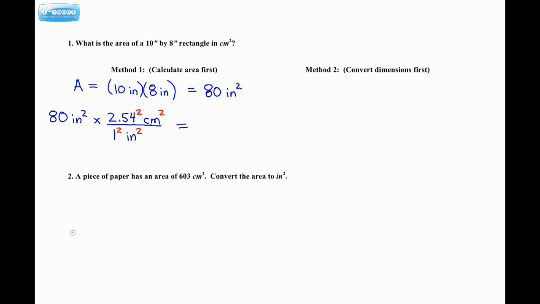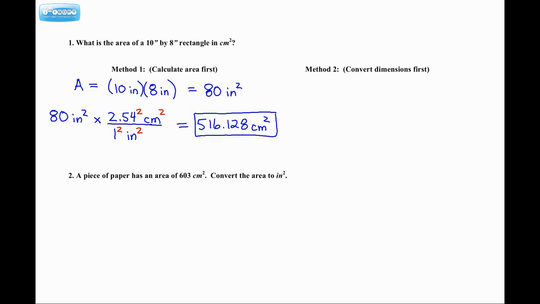Okay, so we have the number 80, and we're multiplying it by 2.54 squared. So we're going to use the square button on our calculator. I'm going to take 80, multiply that by 2.54 squared, hit the equals, and I get 516.128, and I am now in centimeters squared. Okay? So that's how you use unit analysis, but for area.